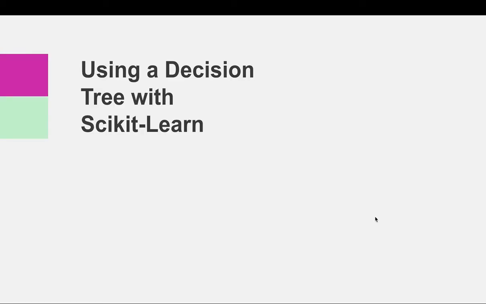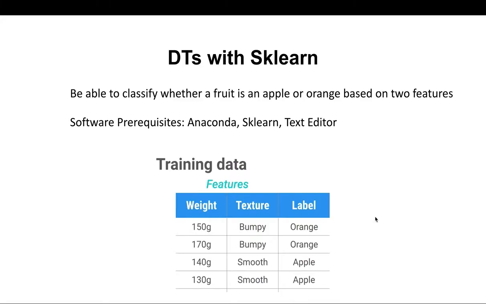So let's actually take a step further, and we're going to talk about using a decision tree with Scikit-learn. So let's jump into that. So, decision trees with Scikit-learn. Today's problem is being able to classify whether a fruit is an apple or orange based on two features. And so the goal here is to use the decision tree classifier algorithm in order to solve this problem in a few lines of code with Scikit-learn. And so some software prerequisites are Anaconda, Scikit-learn, and a text editor.